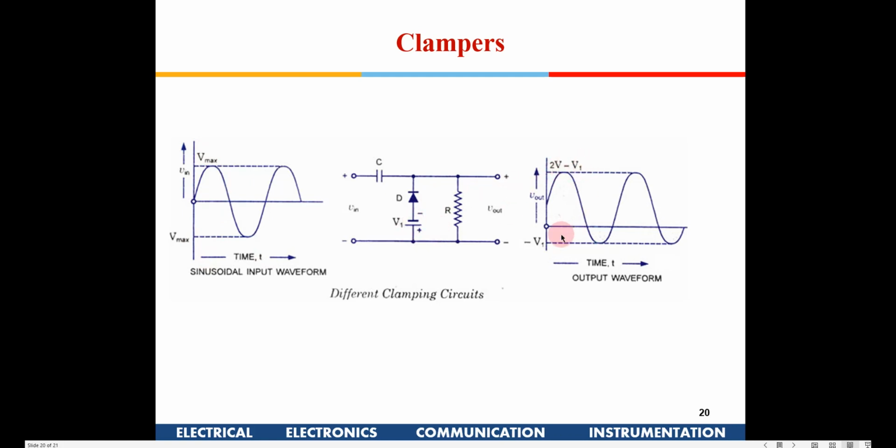If you take the difference here, it will be 2Vmax. So the peak to peak value again remains the same. In this case, it is going to get shifted towards the top by a value of Vm plus V1. So it has shifted towards the positive side.